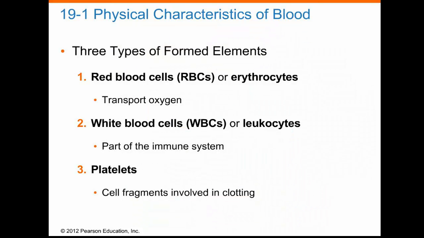So there are three types of formed elements. As we said previously, we've got the red blood cells, also seen abbreviated as RBCs, also known as erythrocytes, and their main job is to transport oxygen. The white blood cells, also known as leukocytes, are part of the immune system. And then you have the platelets. These are cell fragments that are involved in clotting. Very important.